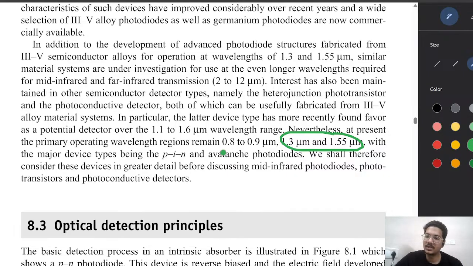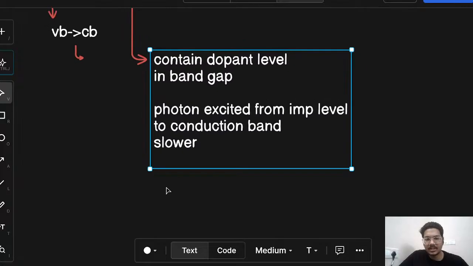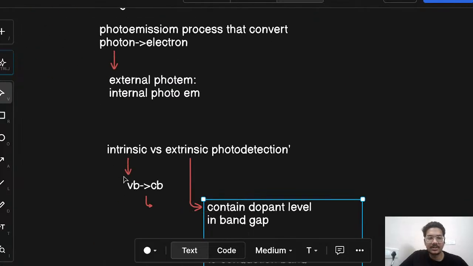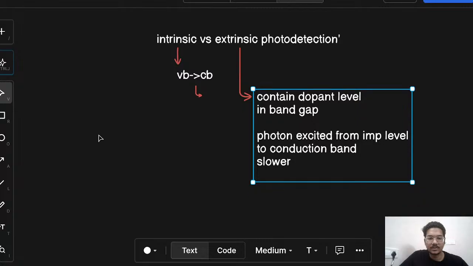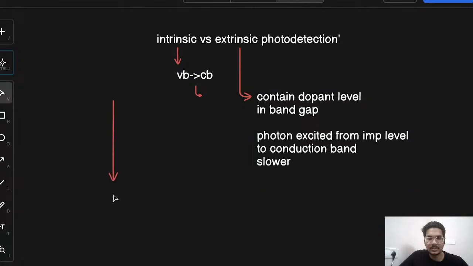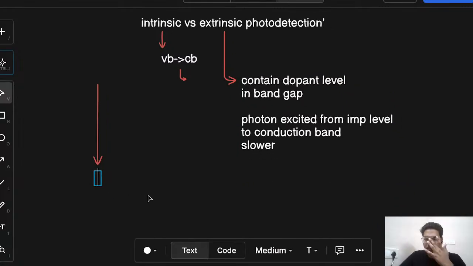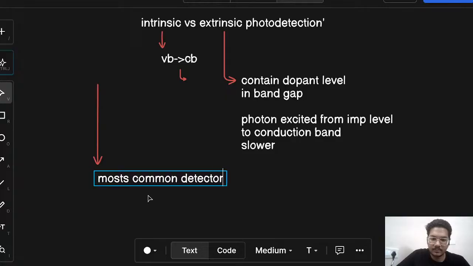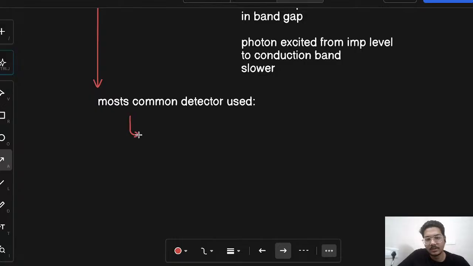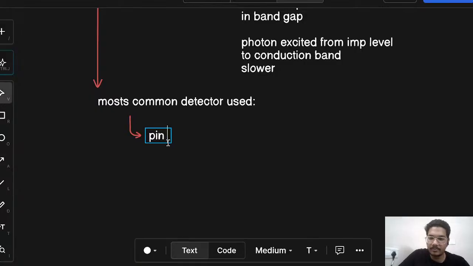Conclusion of the primary devices. So what is the conclusion for the primary devices? The most important, commonly used detector today is the PIN photodiode.